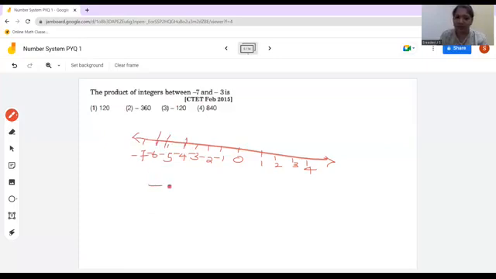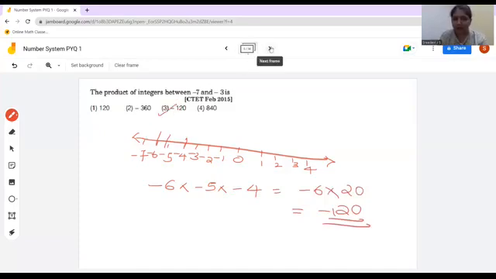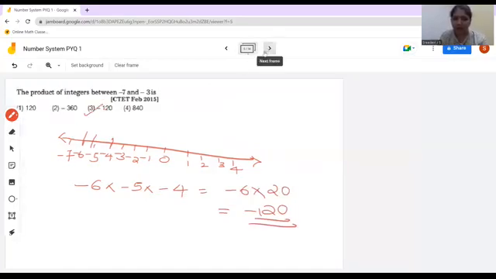So what is the product of them? -6 into -5 into -4. So -6 into -5 is 30, into -4 we'll be getting -120 as the answer. So the option C is the correct answer. Moving to the next question.